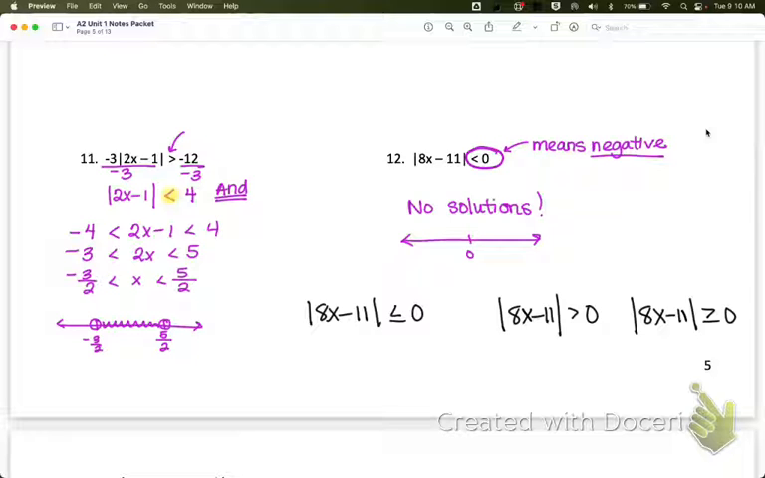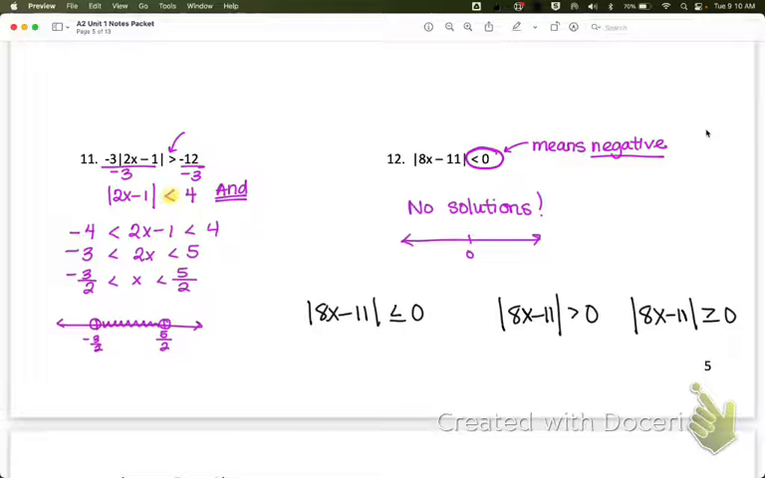Now, number 12 is interesting. Number 12 says the absolute value of x minus 11 has to be less than 0. Well, the only kinds of numbers that are less than 0 are negative numbers, and since absolute value is always positive, there are no solutions, and our graph is just an empty number line. But be careful with inequalities. We really have to interpret what we have.